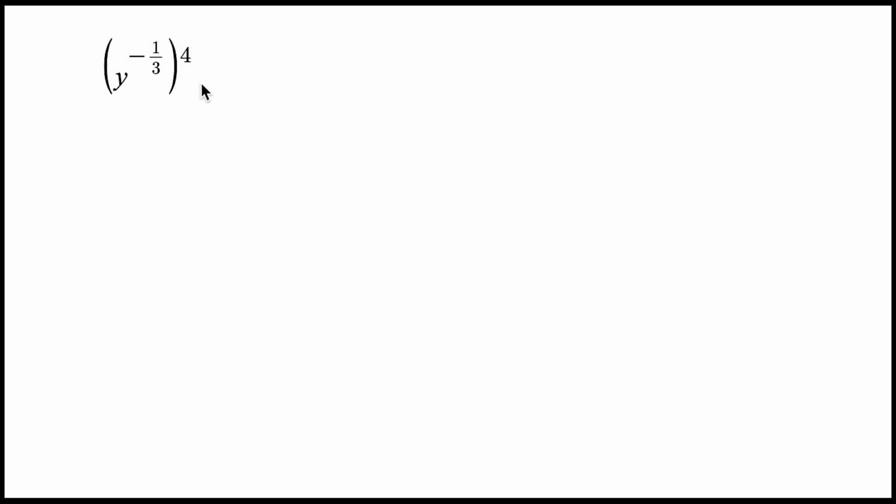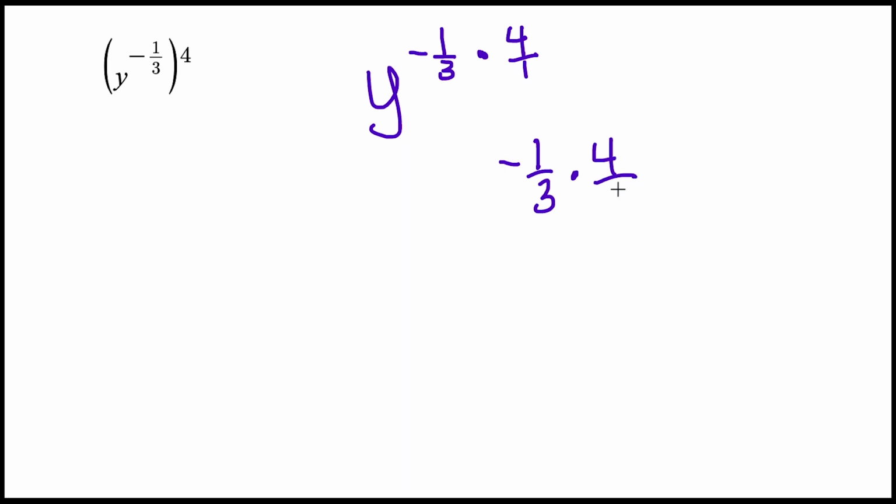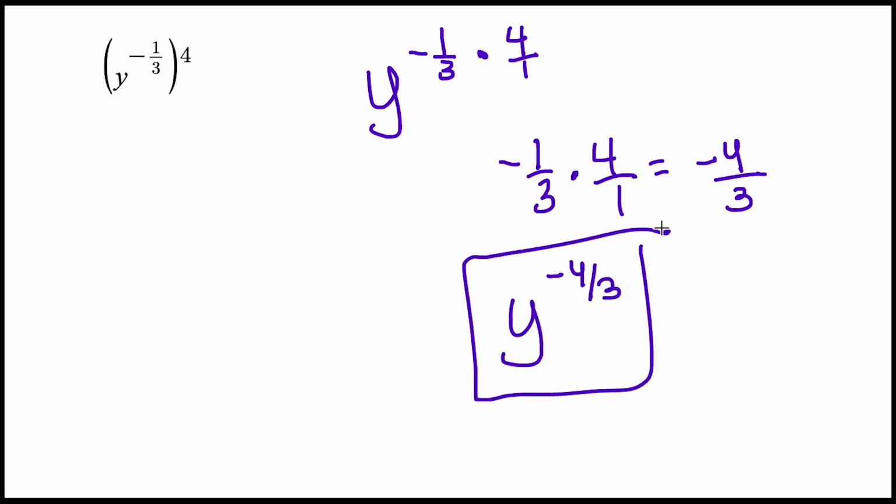And another exponent rule we need to remember is that when there's an exponent on the inside and an exponent on the outside, we multiply them together. Multiplying fractions is easier than adding or subtracting them. Negative 1/3 times 4, this is 4/1, so just multiply across the top and multiply across the bottom. Negative 1/3 times 4/1 equals negative 4/3. And that will be the exponent for my final answer.